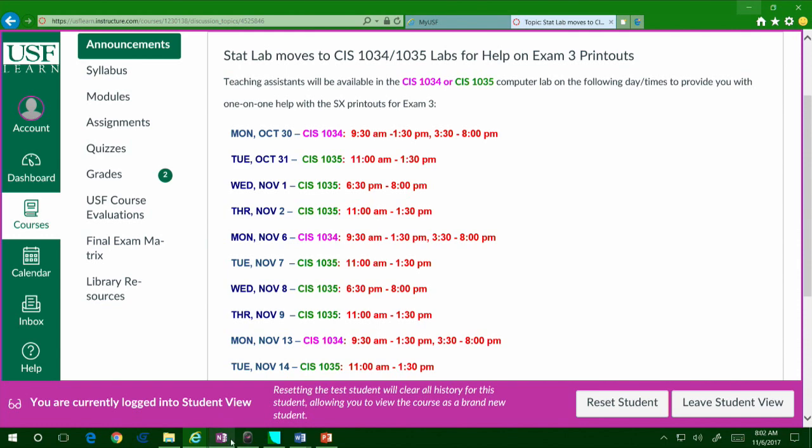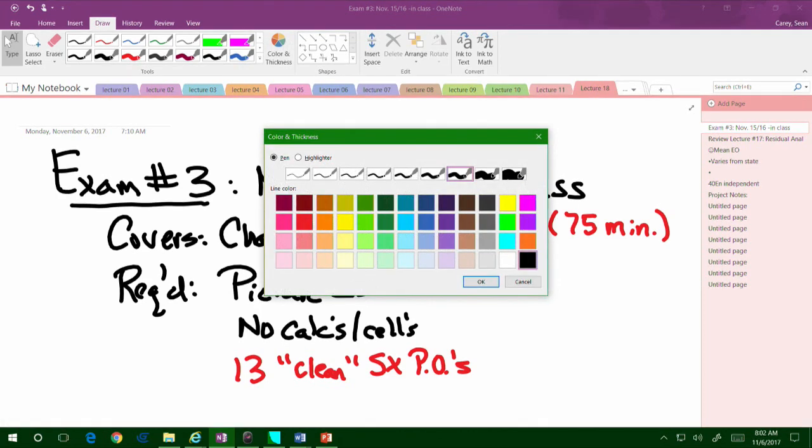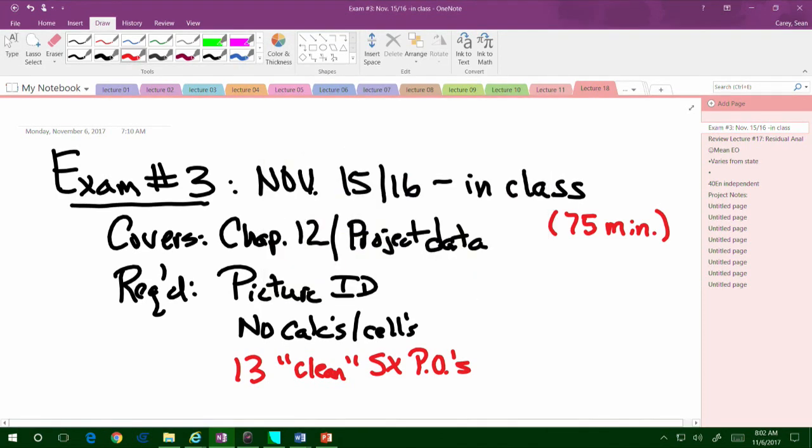Now, as far as exam number 3, well, that's next week, November 15th or 16th, in class. Remember, you need to come to your regular scheduled classroom, class time. Of course, it's a 75-minute test like the first 2 tests. What's it going to cover? Chapter 12, which is the multiple regression chapter, and obviously specific to your project data. Really is specific to your project data.